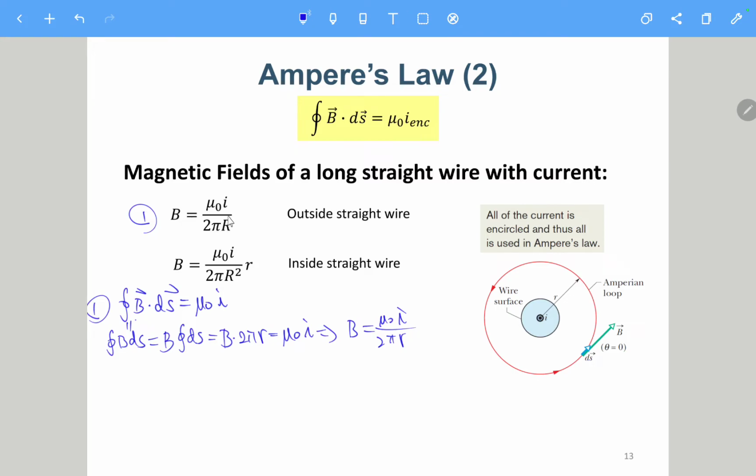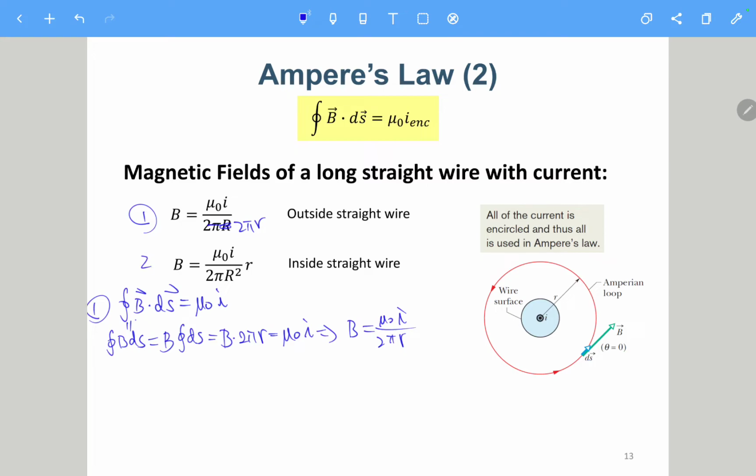Here we used the capital R rather than small r. Yeah, it should be small r, it should be 2 pi small r. Here r is used for the radius of the wire.